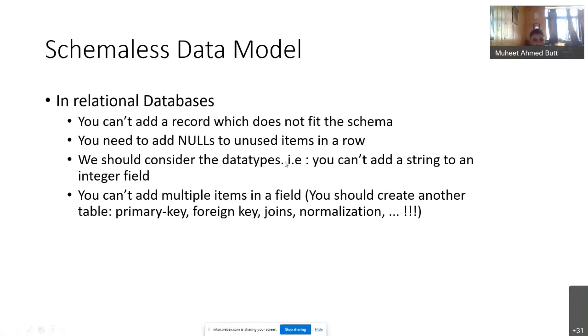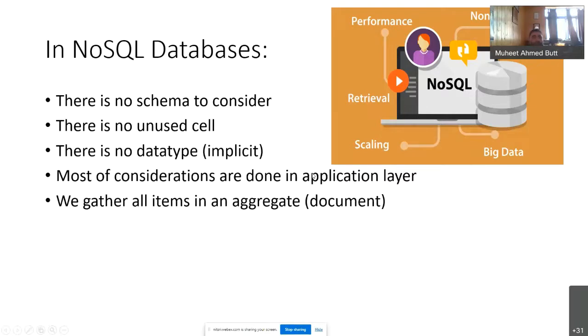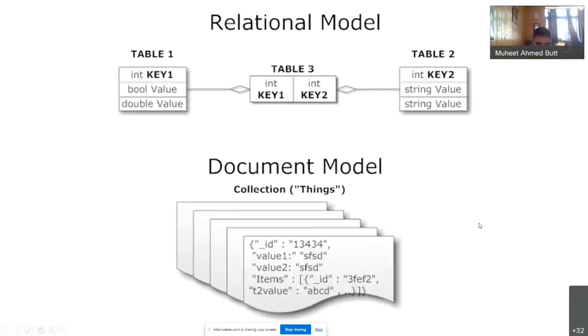For example, you can't add multiple items to that field. You cannot have a database pertaining to the input data, because there you have to define a schema. Now in NoSQL databases, there is no schema to consider. There is no unused cell. There is no implicit data type. Most of the considerations are done in the application layer, and we gather all the items into aggregate documents.